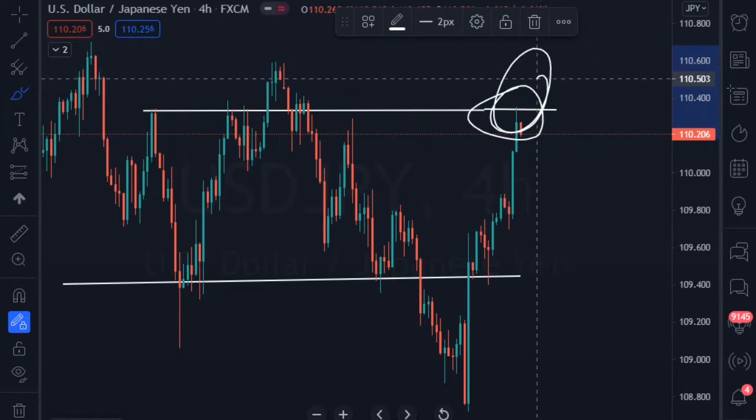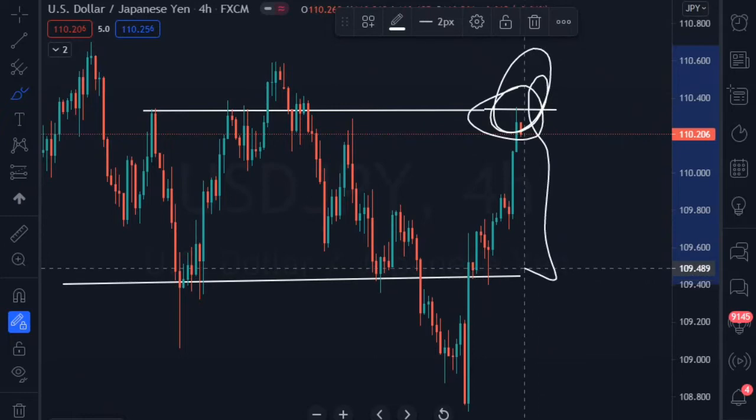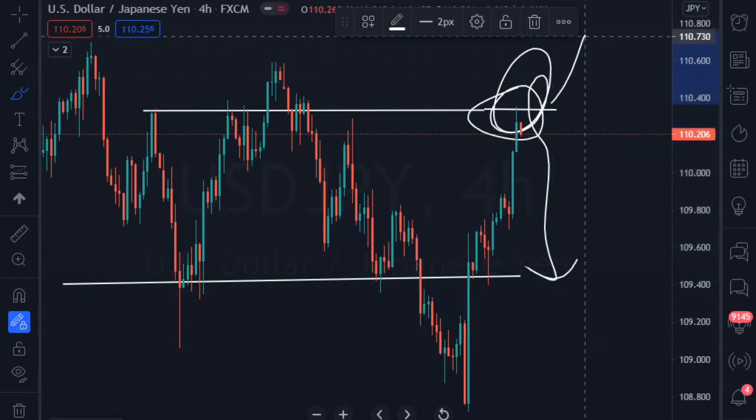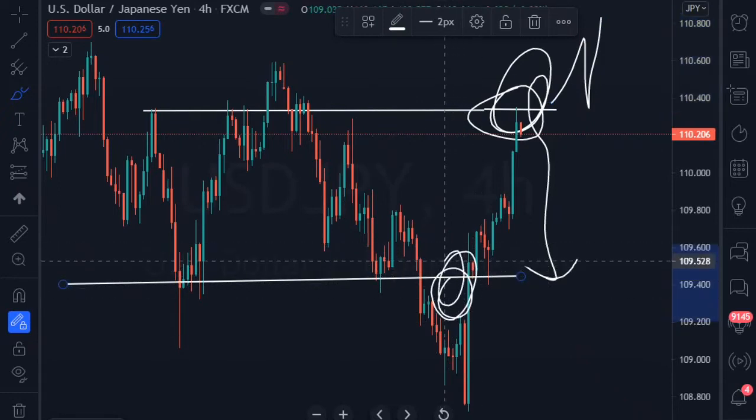What we are expecting at this moment is either a continuation back to the support zone, or a breakout of this trend, retest and a breakout. That's what we're expecting, but the major thing I'm expecting here is more like a continuation, a downtrend. I'm expecting price to get back to this old support. So let's move on to the next pair.